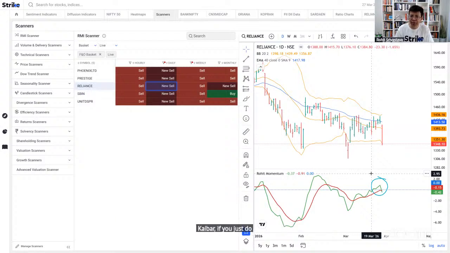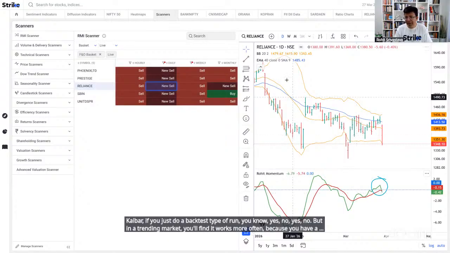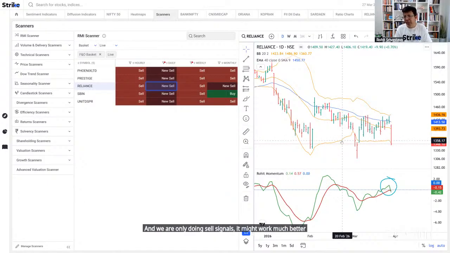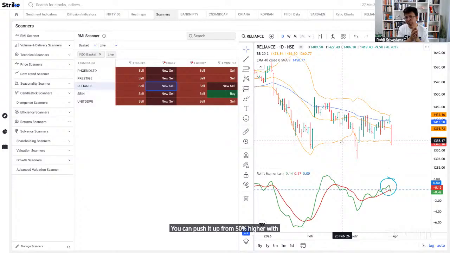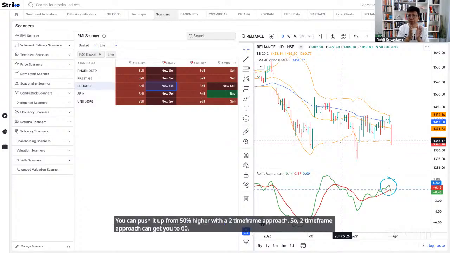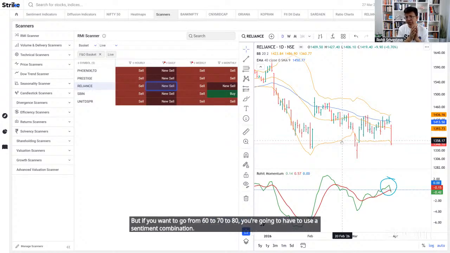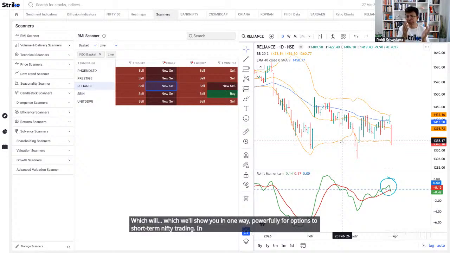If you just do a backtest type of run, yes, no, yes, no. But in a trending market, you'll find it works more often because you have a trend. So like right now, if we say the larger trend is down and we are only doing sell signals, it might work much better. So that is why the two time frame approach tries to reduce that. 50% is when you do a single time frame approach; you can push it up from 50% higher with a two time frame approach. So the two time frame approach can get you to 60. But if you want to go from 60 to 70 to 80, you're going to have to use a sentiment combination, which we'll show you in one way powerfully for options short-term Nifty trading. In other time frames, we'll need a completely different session to do. And I did promise that I will show you one sentiment indicator for the long term. So we'll come to that as well.